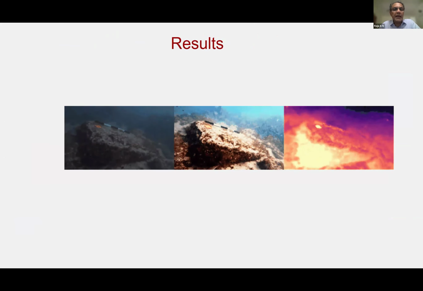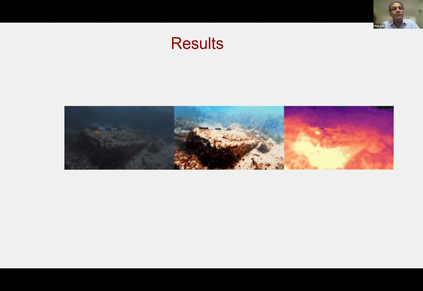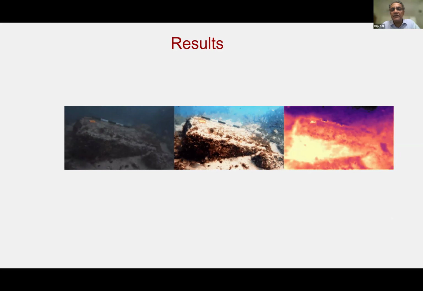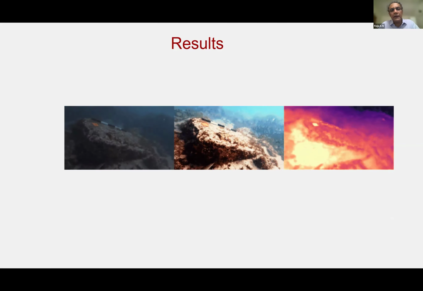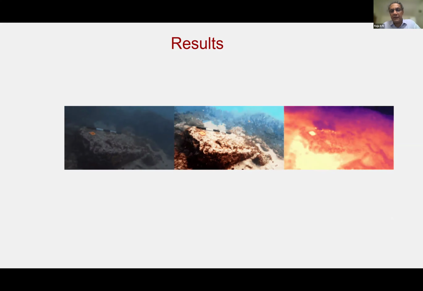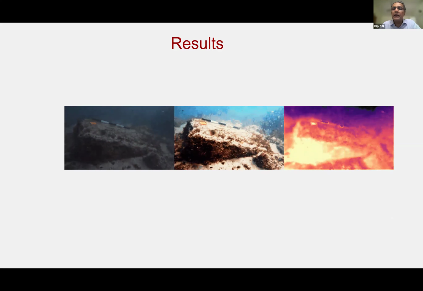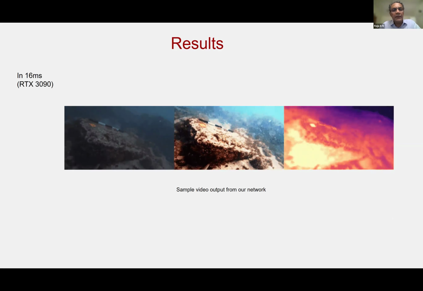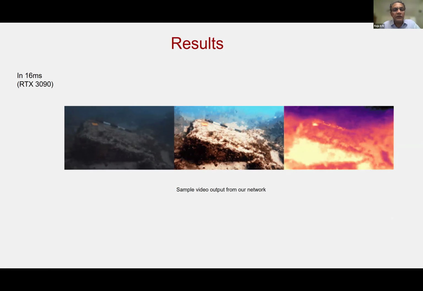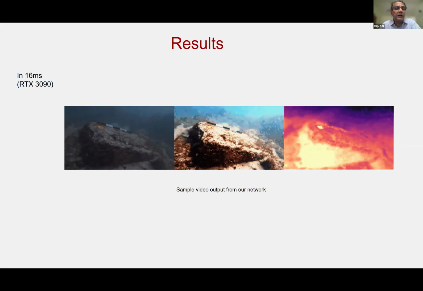So on the leftmost is the input video, which is a low light video. In the middle is the restored video that you get out of this particular method that I haven't talked about in great detail. And on the rightmost we have a depth map. And this also runs very fast. It's about 16 milliseconds on a GPU like an RTX 3090.